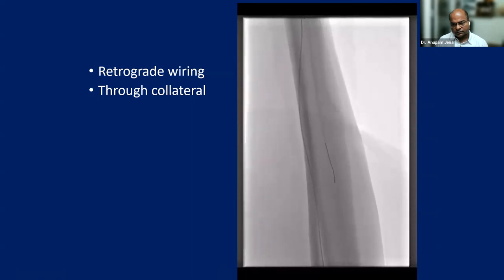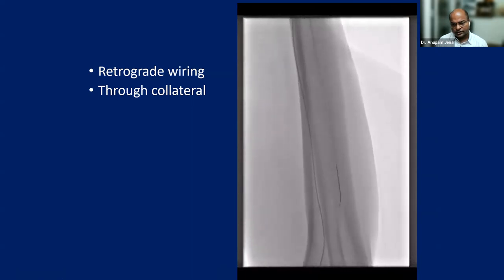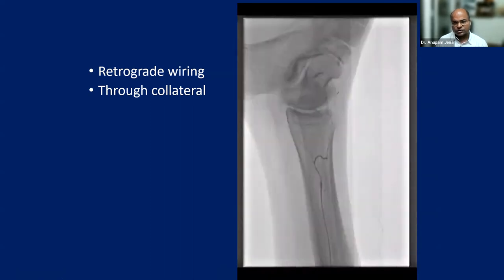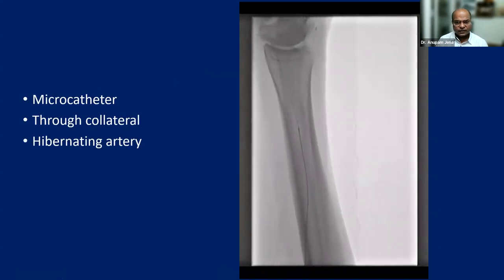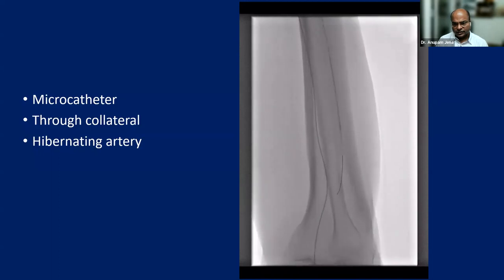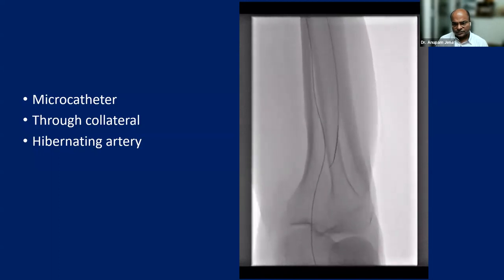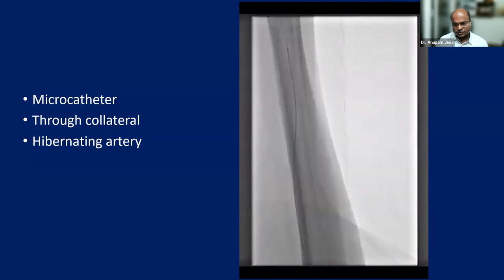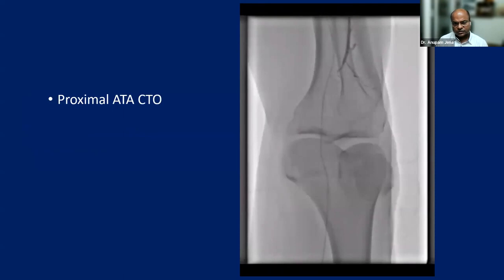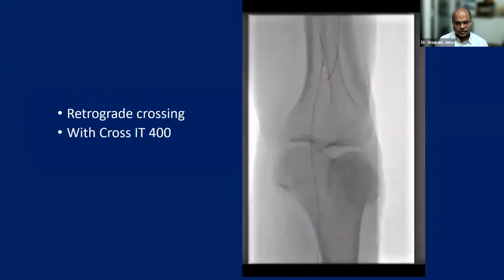Then the wire was going pretty smoothly, and the occlusion was actually ostial, a very short segment occlusion at the level of the ostium of the anterior tibial artery. A fine cross microcatheter can be used, not a problem with that. So there was the occlusion right at the ostium. Then I punctured the ostium with the Crosser 400. I could puncture the ostium and enter into the popliteal artery.